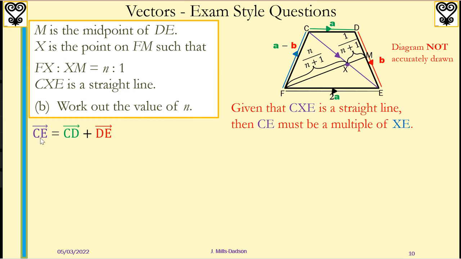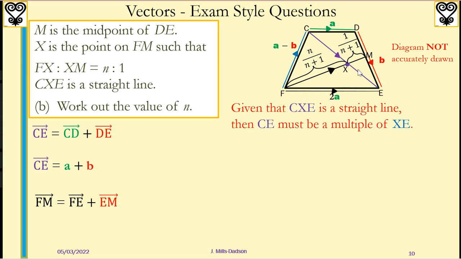So I first work out what is my CE. CE is vector CD plus vector DE. That's what I have for vector CE. Now I need to work out vector XE. Before I work out vector XE, I need to know what is FM, because knowing what is FM, I can know how to move from X to E. Because I know Fx is a fraction of Fm and Xm is also a fraction of Fm. So I really need Fm first.